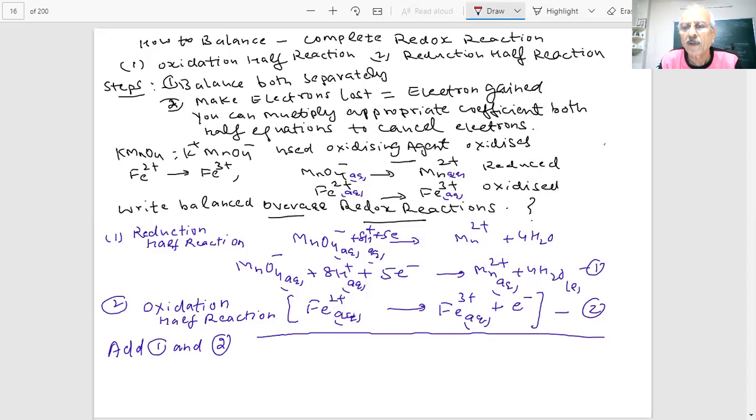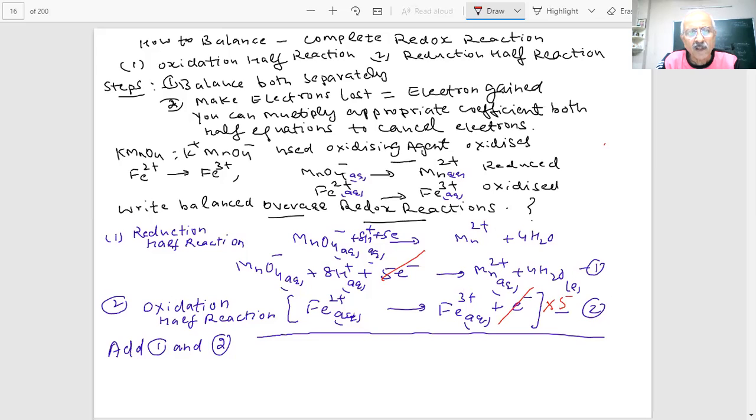So in MnO4 minus, there are 5 electrons here. How many electrons do we have to give to complete 5? These two have to be equal. How will you make it equal? You have to multiply by some factor so that they become equal. Multiplied by 5. If I multiply by 5, then this 5 and 5 will cancel. And then what will be the final equation?